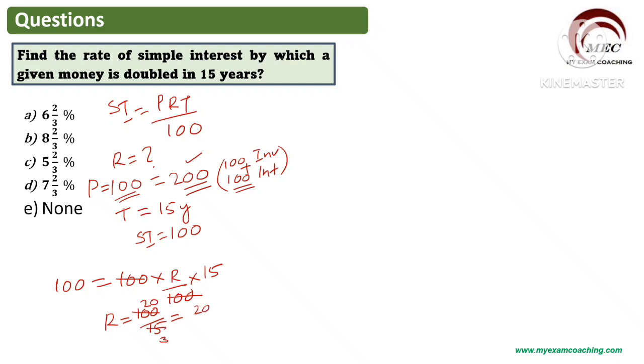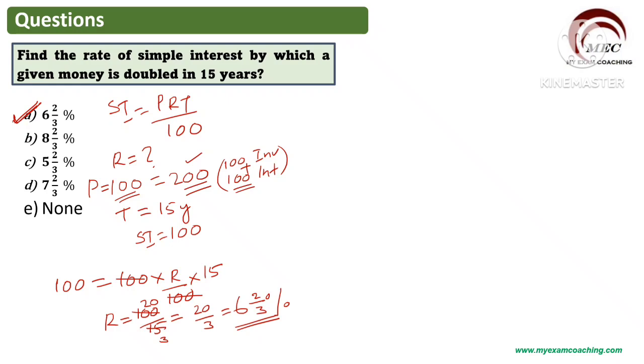So 20 divided by 3. 3 will go in 20 6 times. Balance 2. So 2 by 3. This is the percentage. So 6 2 by 3 is the answer. So from the options you can mark 6 2 by 3 as the correct answer.